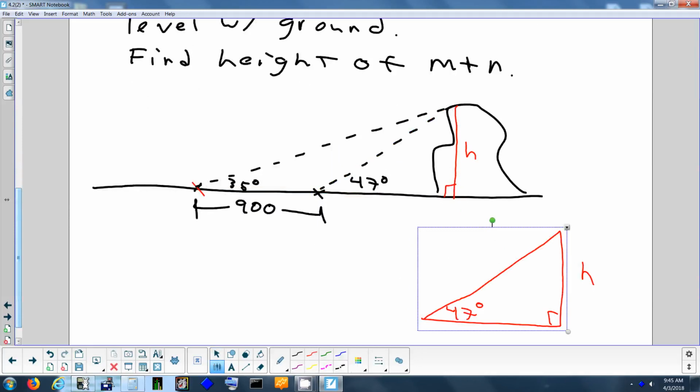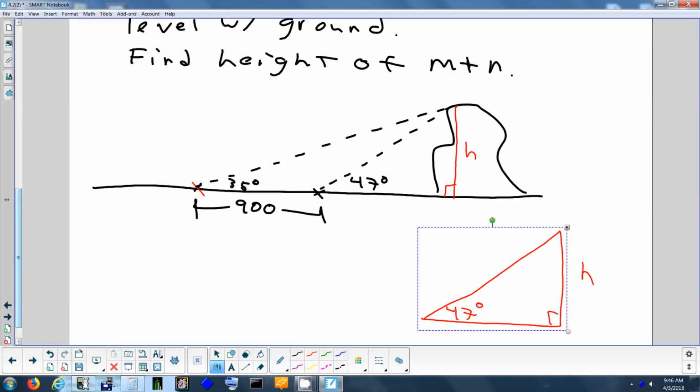Now, I can't directly work with the height. So what am I missing in that triangle that's in red to be able to find the height? I don't have any sides. So unfortunately, I can't do anything with that red triangle right now. Okay, I have to find a side first.